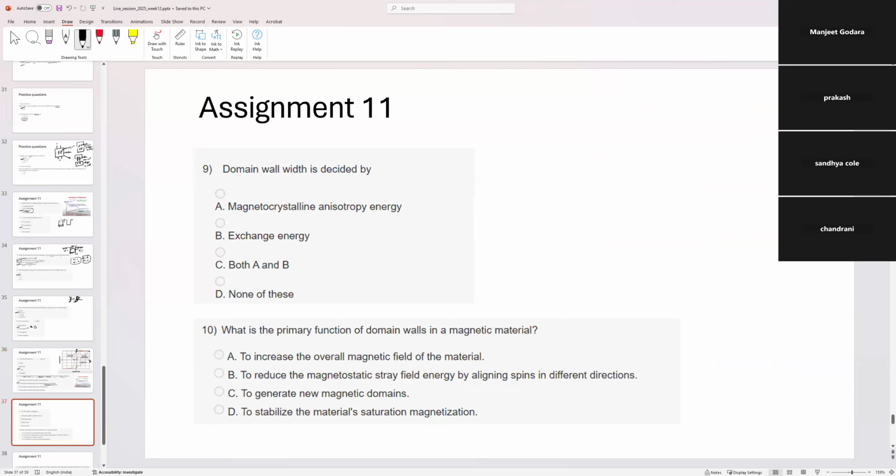Domain wall width is decided by... both A and B. The width of the domain wall is primarily determined by the balance between exchange energy, which favors alignment of spins, and magnetocrystalline anisotropy energy, which favors alignment with the crystal axis.